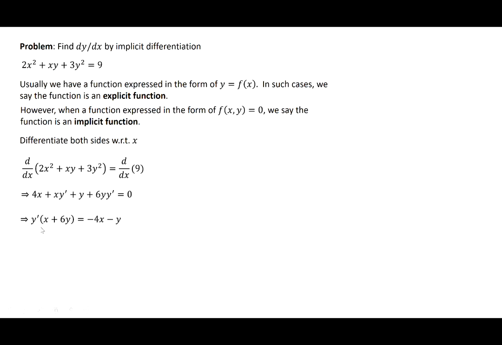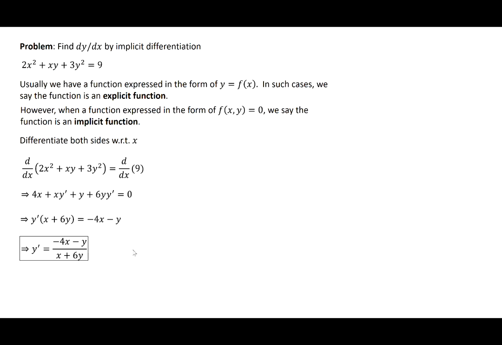Now can we find y prime? Piece of cake. What do we do? Yes, you're right. Divide both sides by x plus 6y. So y prime equals negative 4x minus y, the quantity over x plus 6y. Ta-da! So that's what implicit differentiation is all about. Cool. I'll do a few more examples, but that's the whole idea.